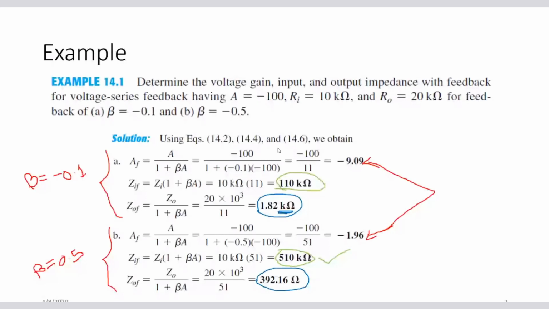That means 394 ohms only, not kilo ohms. This is just ohms. Just look at the comparison of these two. I am using a different color. You can see the difference. So for an ideal amplifier, your output impedance should be near to 0. So by using a feedback ratio of 0.5, we could achieve this.